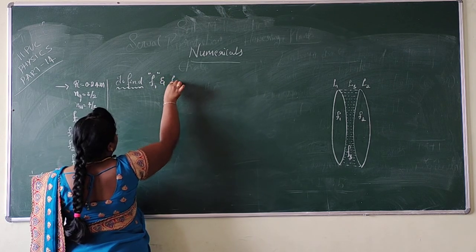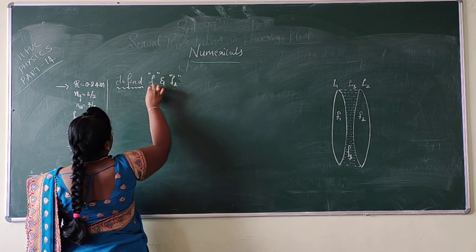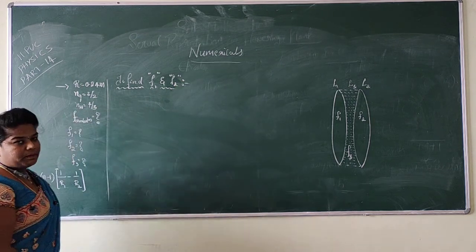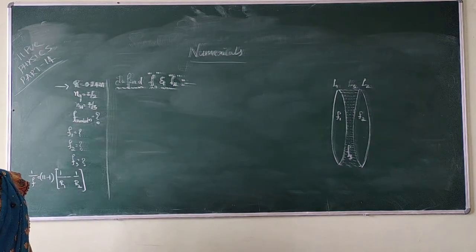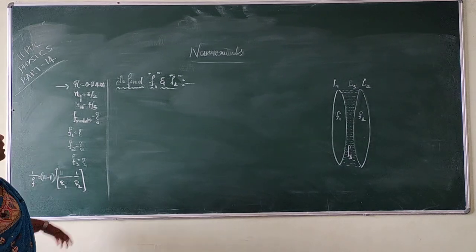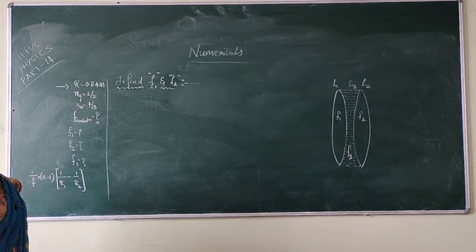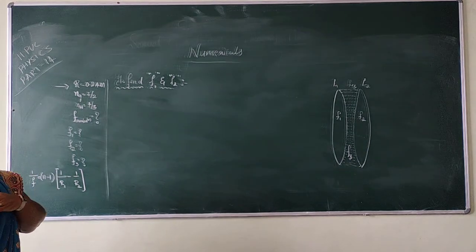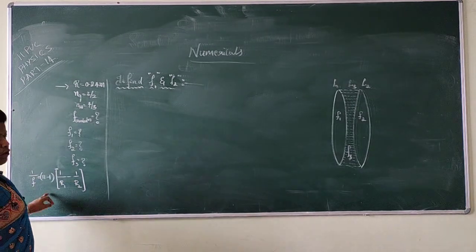It means if I calculate F1, you will get F2. In the same way, if I calculate F2, you will get F1. Both are the same because both are convex lenses and both have the radius of curvature 0.24 and the refractive index is equal to 3 by 2. Now let us use this formula.